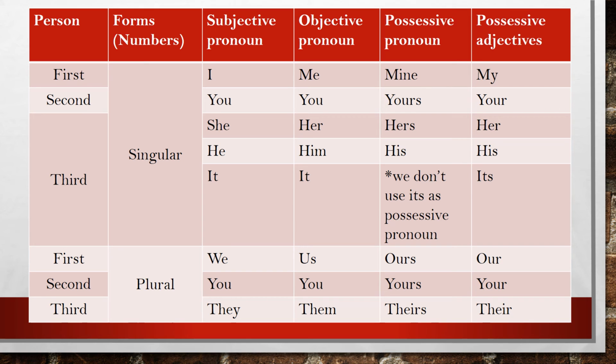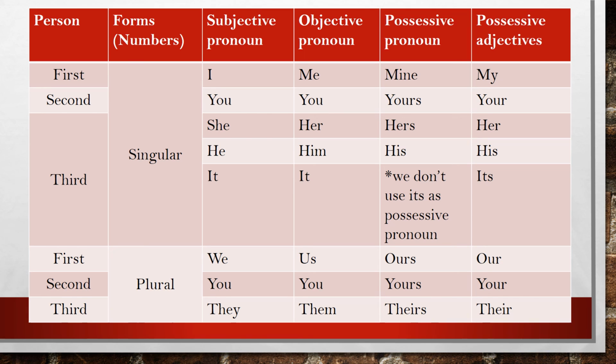Possessive adjective my. The second person singular: subjective pronoun you, objective pronoun also you, possessive pronoun yours, and possessive adjective your. Let's look at the third person singular: she, objective pronoun her, possessive pronoun hers, and possessive adjective her. The third person singular: he, objective pronoun him, possessive pronoun his, and possessive adjective also his. In the third person singular, subjective pronoun it, objective pronoun also it, but there is no possessive pronoun. We don't use it's as a possessive pronoun, but the possessive adjective is its.